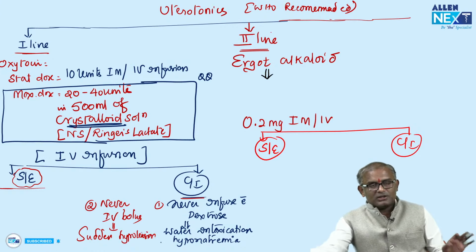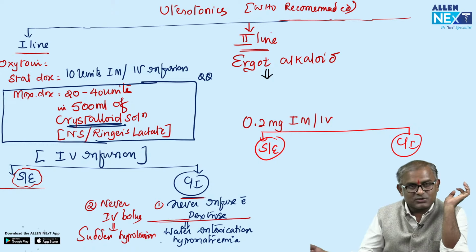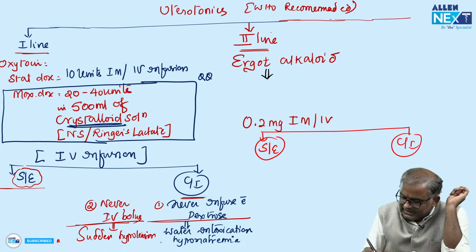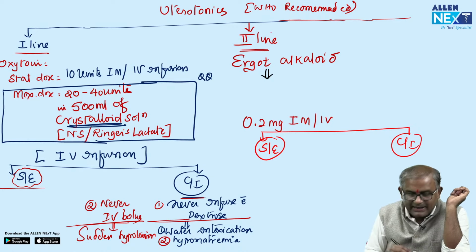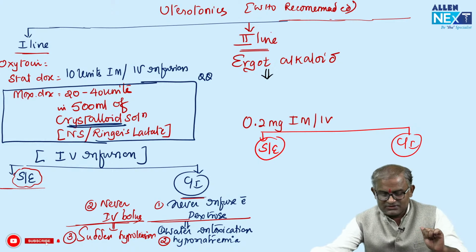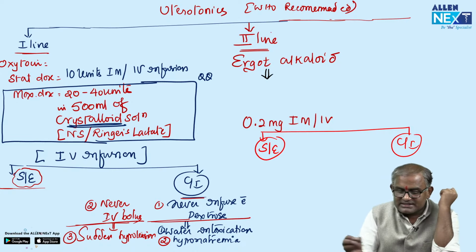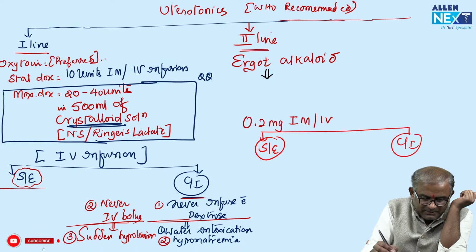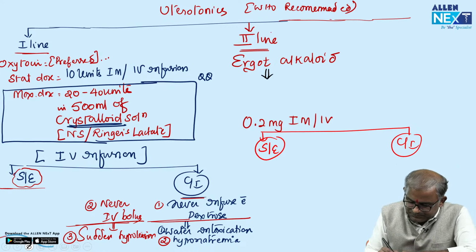You got the point, doctor? These are all the important contraindications and side effects. Contraindications: never infuse with dextrose, never IV bolus. What are the side effects? Water intoxication, hyponatremia, sudden hypotension and cardiac arrest. So these are the contraindications and side effects of what, doctor? Oxytocin. This is the preferred or first line uterotonic. Please make a note of it.